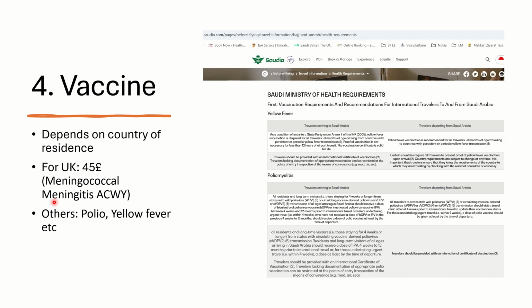Meningitis ACWY, I really find it difficult to pronounce this, costs around £45, and it varies from £45 to £70 per head. But some countries require other vaccines: for example, Pakistan and India, I think, require polio. Some African countries require even yellow fever. So based on the country, there can be two or three requirements.